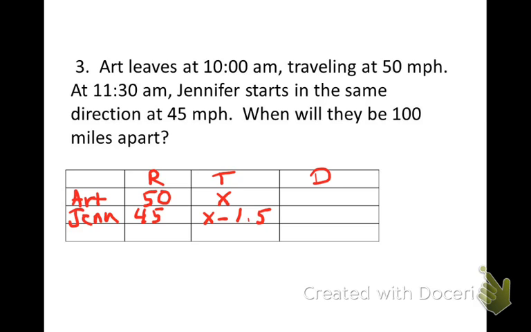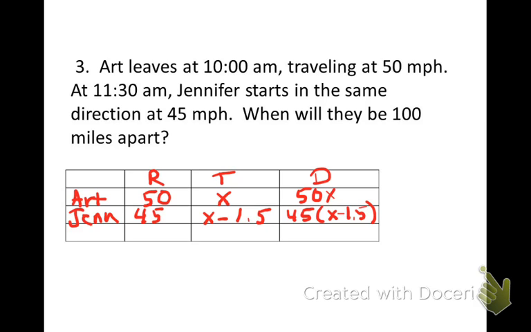So any questions on that much? That's the tricky part here. So ask yourself, who has traveled longer? Now if you want, you can have Jennifer's time being x and his time being x plus 1.5. So always ask yourself that question, who has traveled longer, and make sure you get it right. So the distance traveled here would be 50x. The distance traveled here would be 45 times the quantity x minus 1.5.